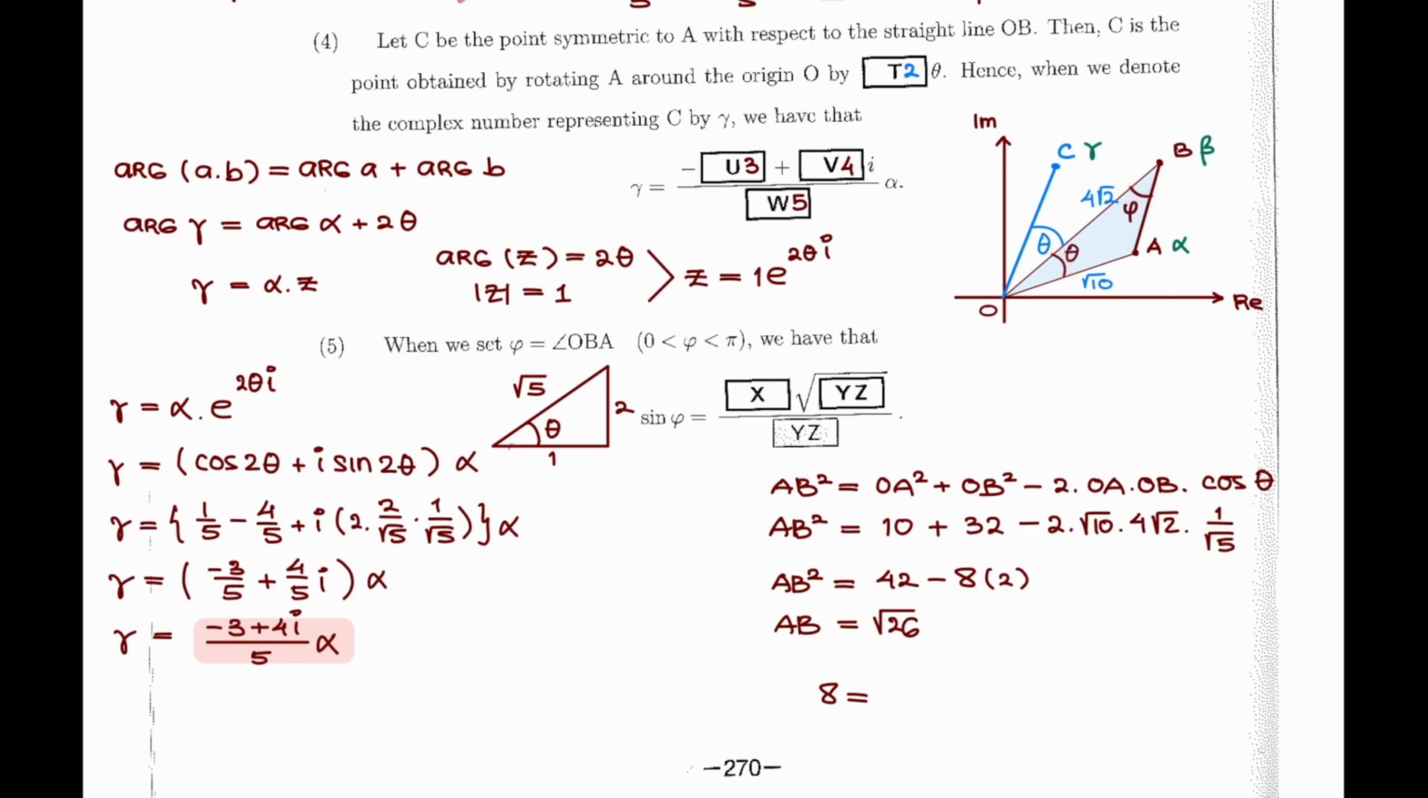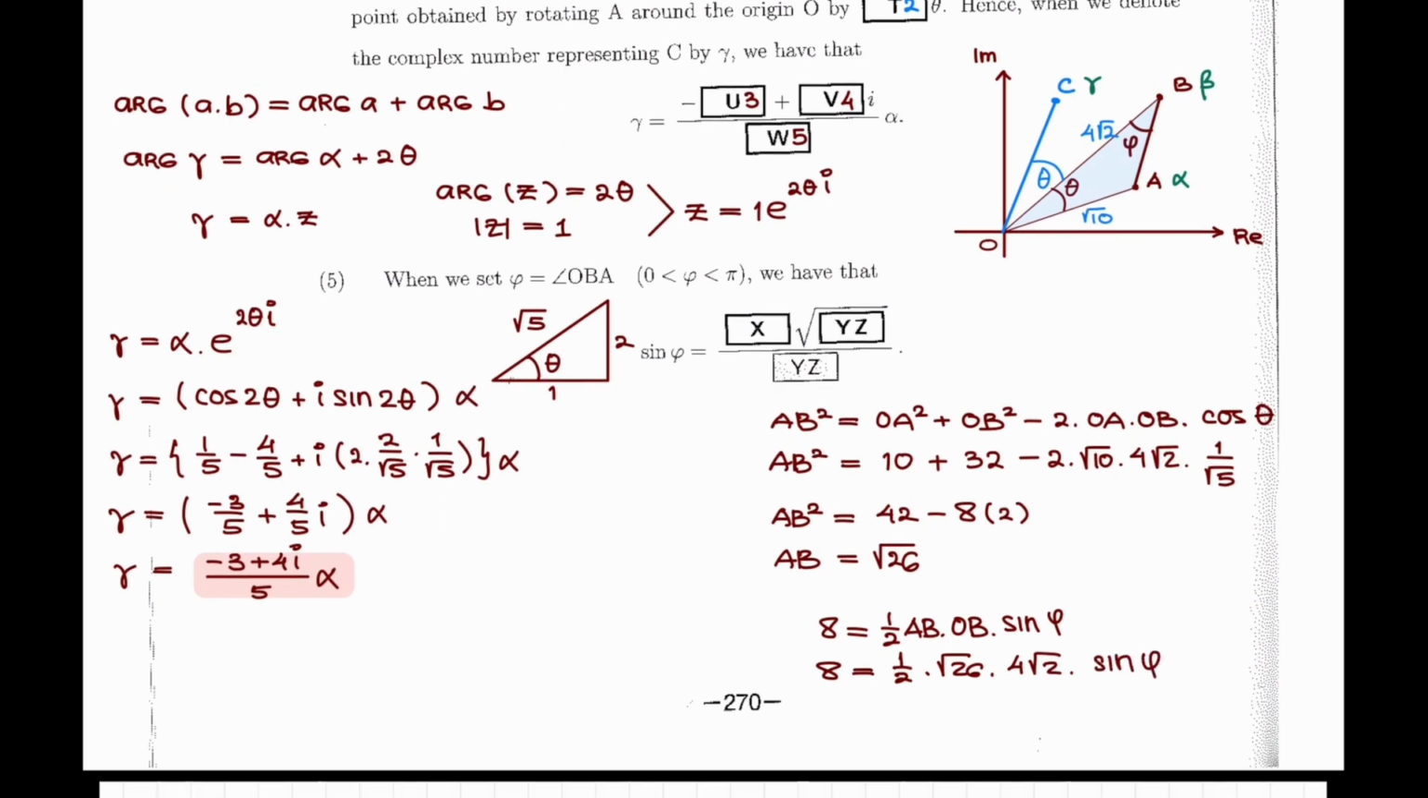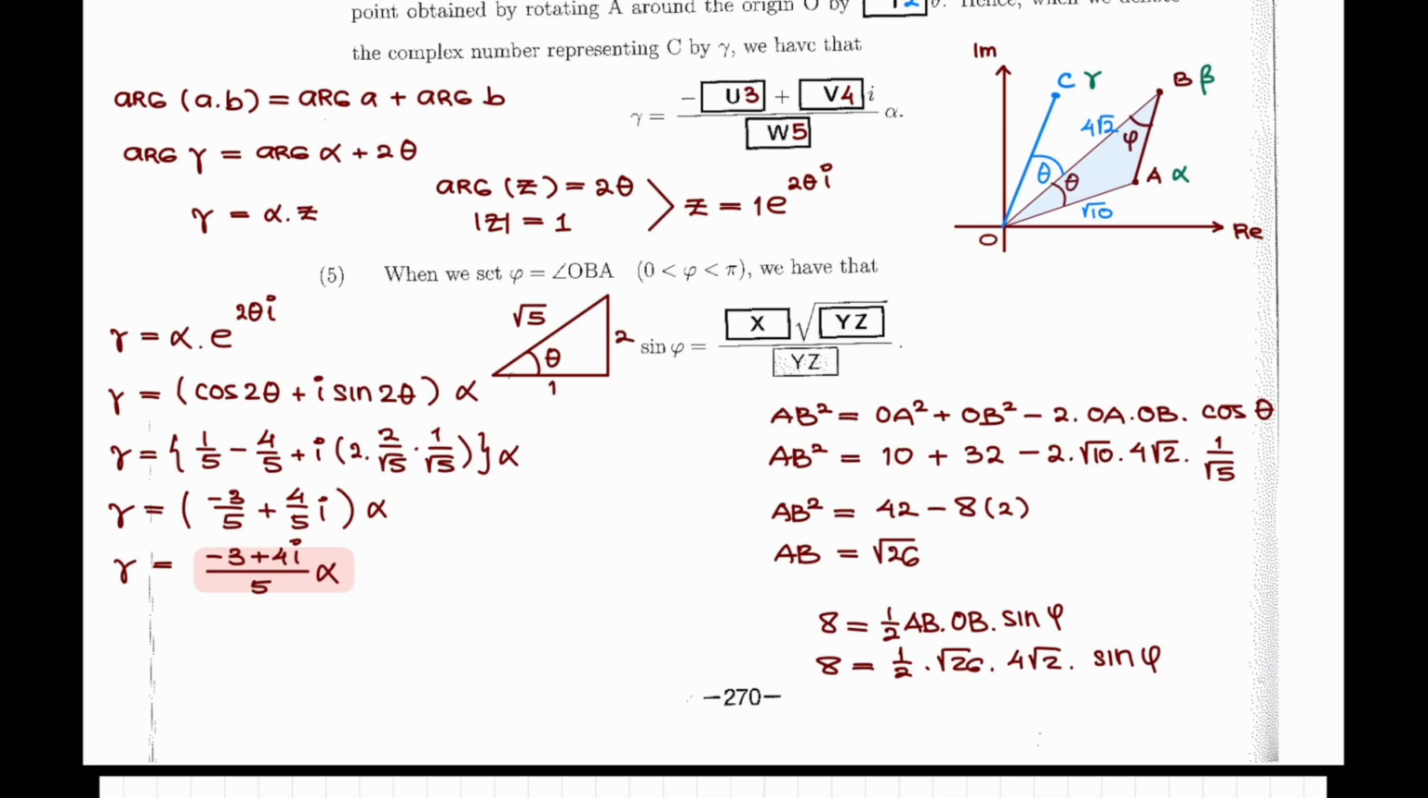So 8 equals half AB times OB times sine pi. If you simplify the expression, you will have 8 equals half times AB times OB, 4 square root of 2, times sine pi. And then I'm pretty sure you will get sine pi here. I can cancel out 2 and 4 here, leaving 2. And then 2 and 8, I can cancel out. Then 4 here. So sine pi is equal to 4 over square root of 26 times 2.